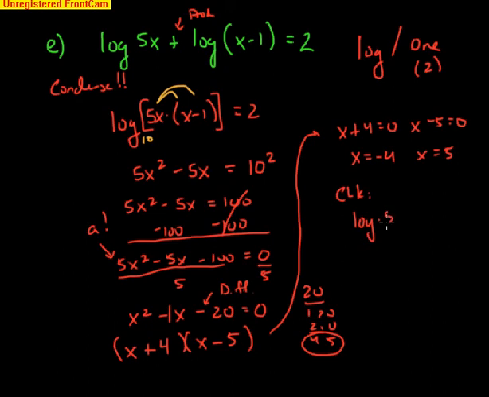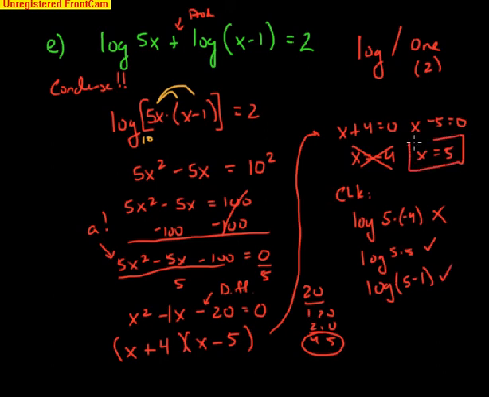So let's check negative 4. Log of 5 times negative 4. Uh-oh. That's going to give you a negative number. That doesn't work. Cross off the negative 4. Now let's try the positive 5. Log of 5 times 5. That's going to work. Log of 5 minus 1 is 4. That's going to work. X equals 5 is a good answer.